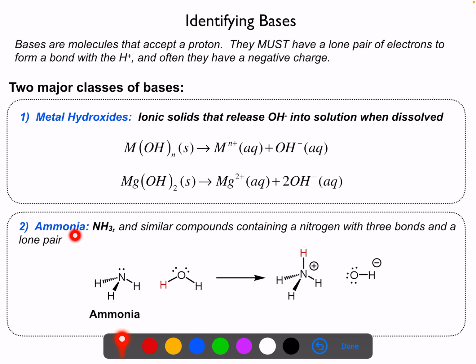We can also have ammonia, or things that look like ammonia. Ammonia is NH3. So anytime you have a nitrogen with a lone pair and three bonds to it, that's going to be basic. This nitrogen has the ability to grab a proton to form something that's going to look like ammonium, and therefore be basic.